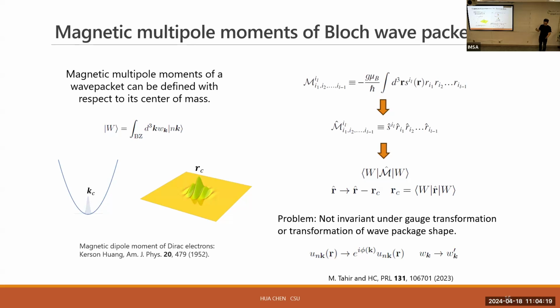Because we have a wave packet that has a well-defined center of mass position, what you usually do is define your position operator relative to the center of mass position, and that turned out to work for the original magnetic dipole moment of the Dirac electrons. So we tried this, but the formula you get has a lot of problematic properties. It's not invariant under gauge transformation, and it's also not invariant under change of your wave packet shape, which is unacceptable. Such difficulties would not arise for low-order multipole moments like the dipole, but they will generally exist for higher-order multipole moments.